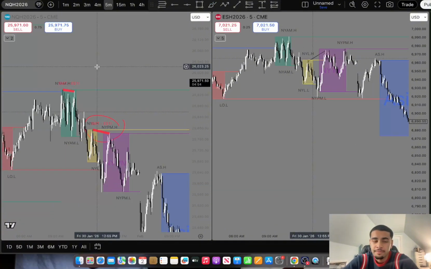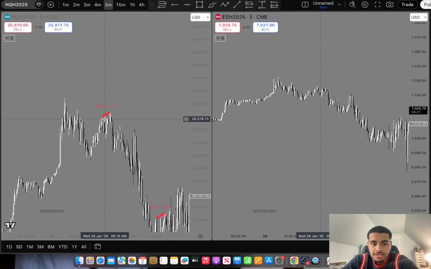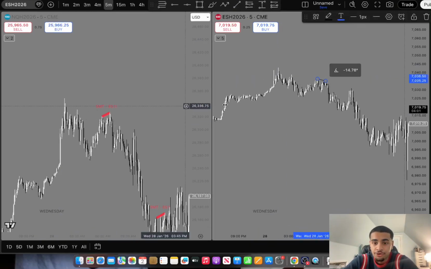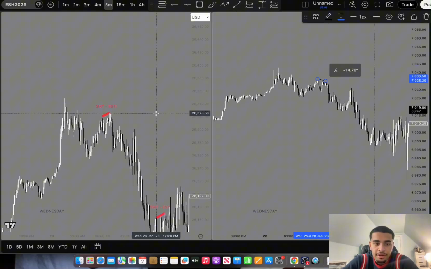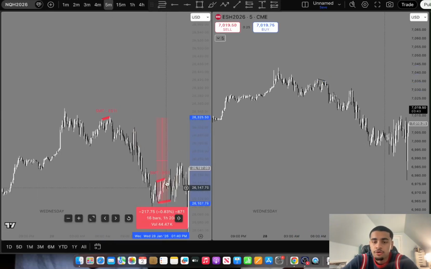Let me show you another example. As you can see here, there's an SMT, okay? We took out this high on NQ, right? But on ES, we didn't. And as you can see, it is right here. We made a higher high on NQ, and on ES, we made a lower high. What does this indicate to us? The market is going to dump. And once you see that SMT, you can put your stop loss at the high, and you can catch how many points? You can catch over 200 points.